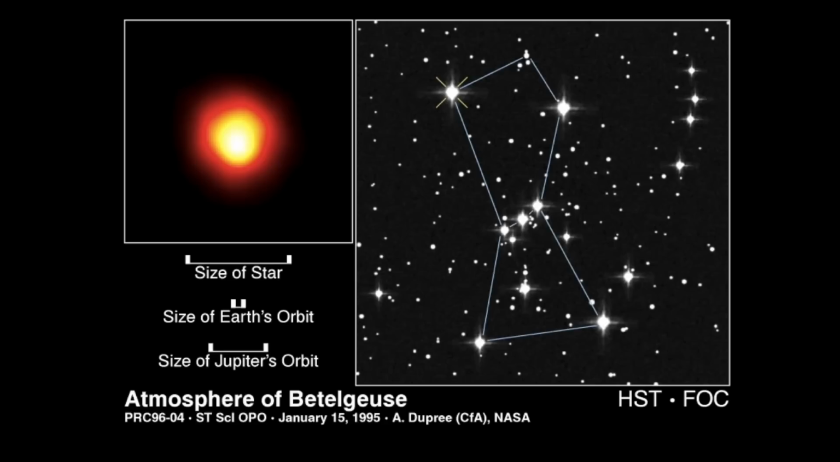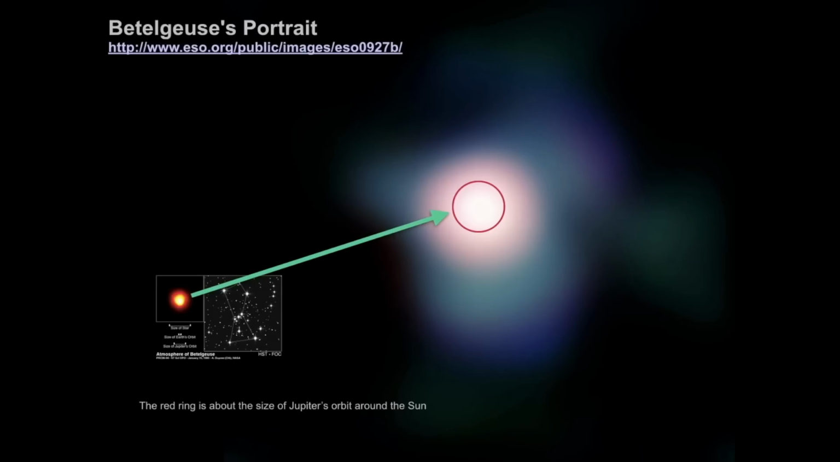So following up, prior to that, Betelgeuse was measured in terms of its physical size with the Hubble Space Telescope, a direct imaging by Dupré et al. at the Center for Astrophysics using the Hubble Space Telescope. And this is a direct image of Betelgeuse. We see that the star is actually quite large. It's much larger than Earth's orbit, much larger than Jupiter's orbit. So Betelgeuse is this enormous, physically large star.